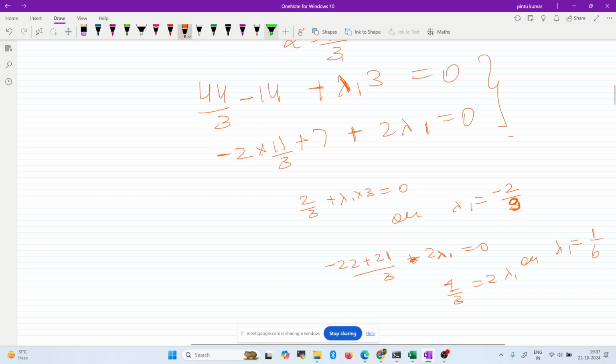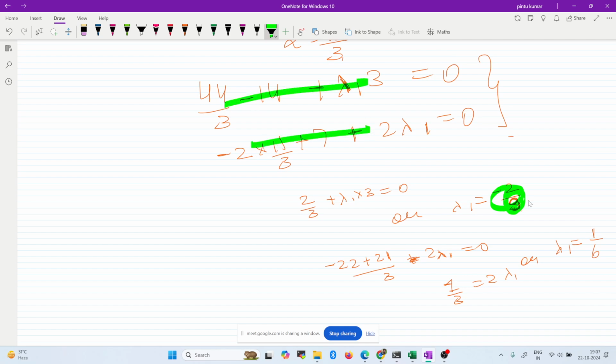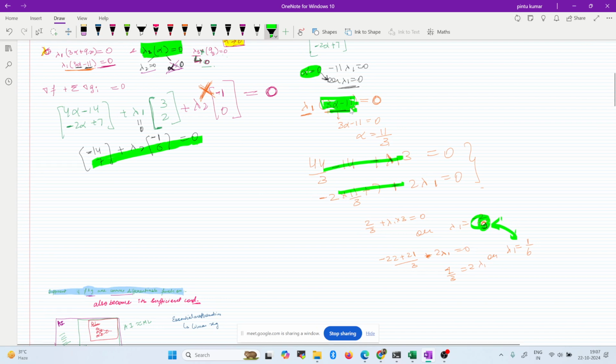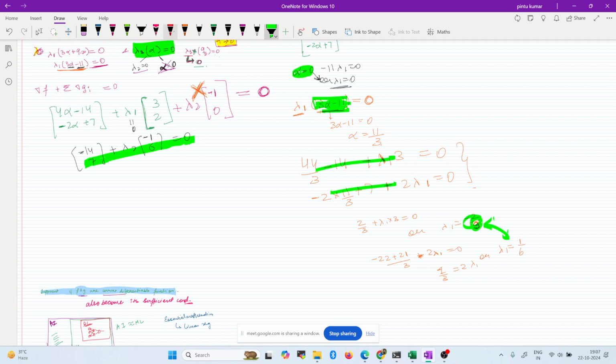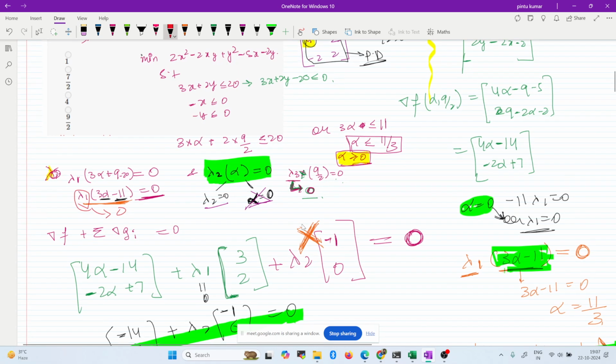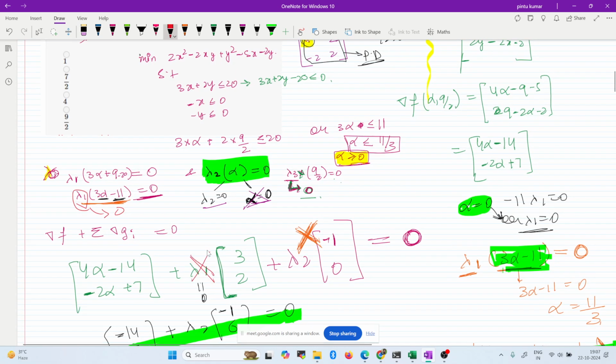So you see that these two statements, or these two linear equations, can't be satisfied together. So we can't have 3 alpha minus 11 equal to 0, and hence lambda 1 is also 0. We took some effort in proving that lambda 1, lambda 2, lambda 3 is 0. So this term also gets cancelled out, so this term becomes 0.